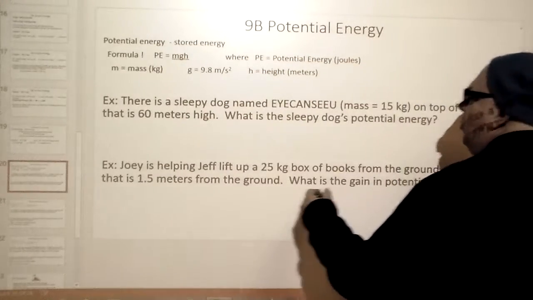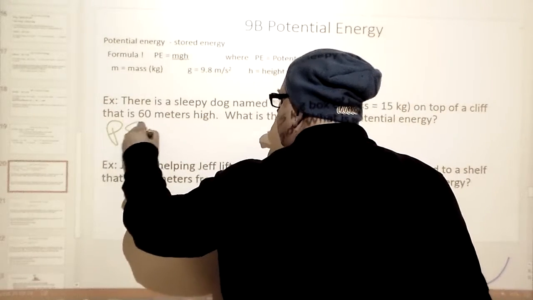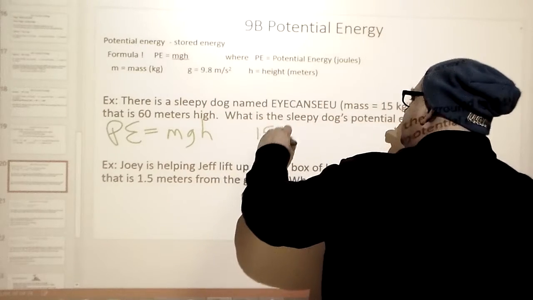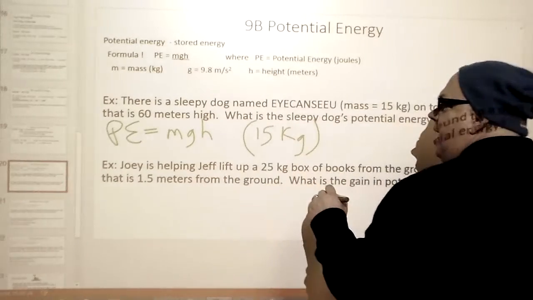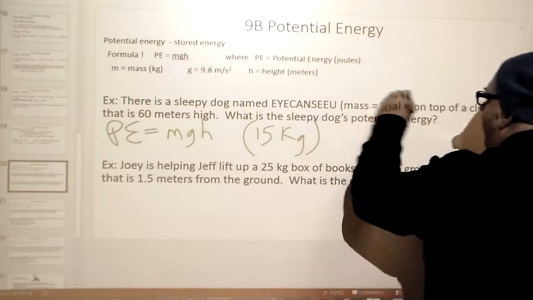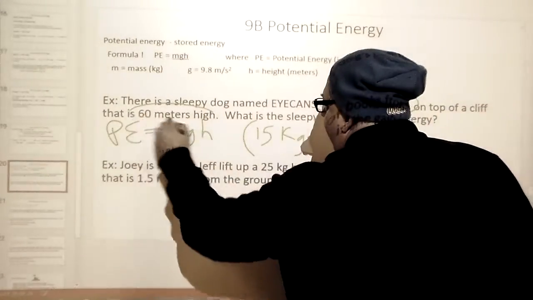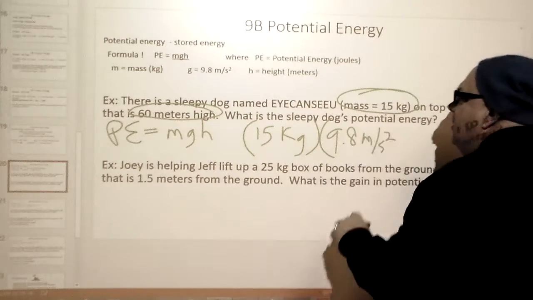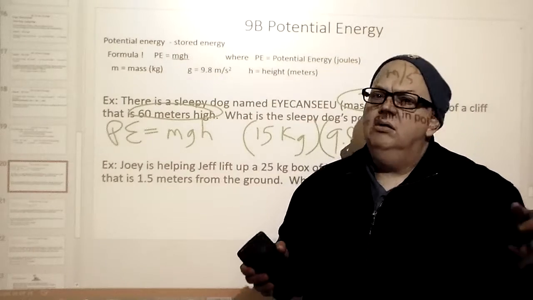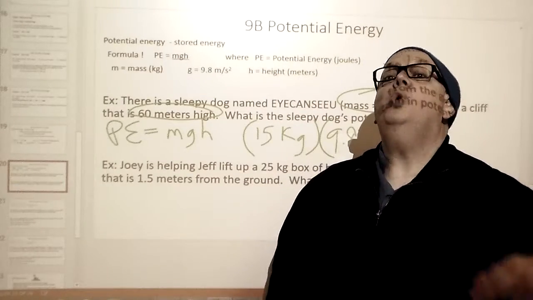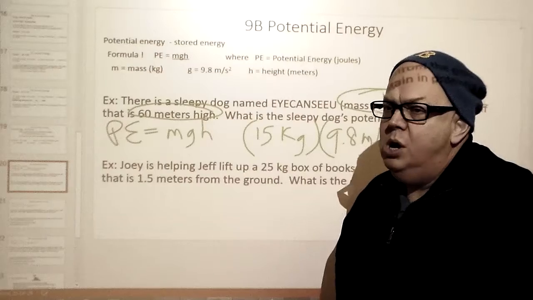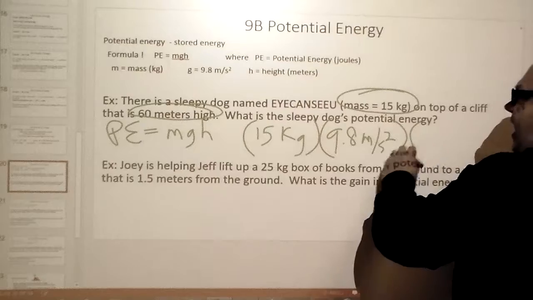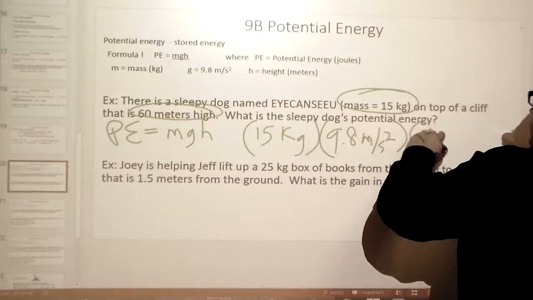Well, we know that potential energy is equal to mass times gravity times height. So in this case, it's a very simple plug it in. We have our mass, 15 kilograms. We have our g of 9.8 meters per second squared. Now, notice they didn't mention the 9.8 in the problem. This is something that we assume you would know, and you do have the constants to work with. And then the h, well, they told us it's 60 meters high.